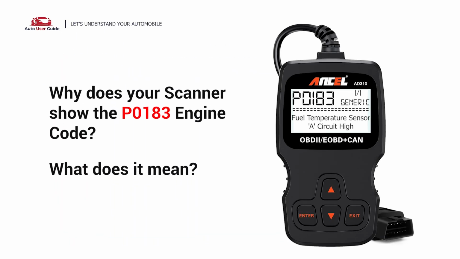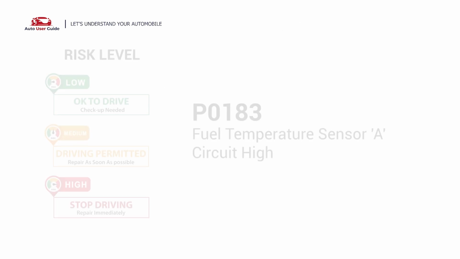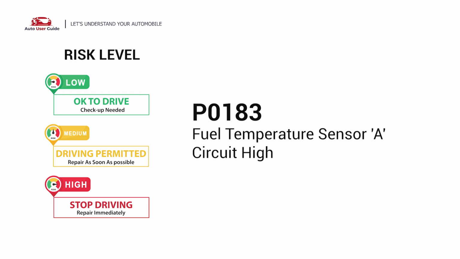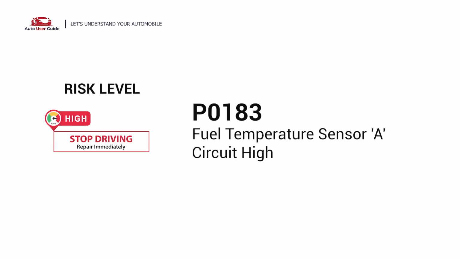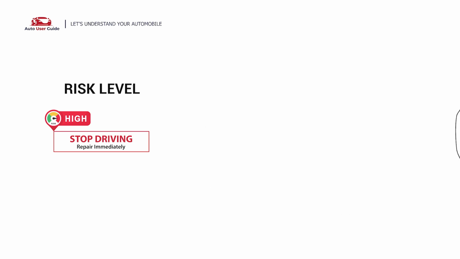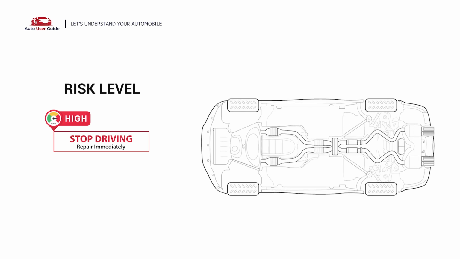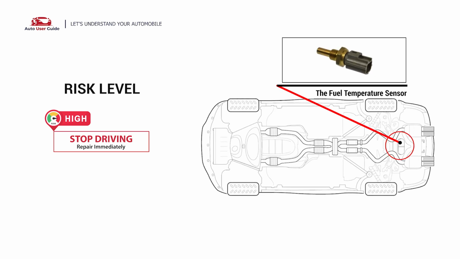Why does your scanner show the P0183 engine code? What does it mean? P0183 is a diagnostic trouble code for fuel temperature sensor A circuit high. P0183 engine code indicates that the fuel temperature sensor A circuit voltage went above calibrated limit specifications during the self-test. Under this circumstance, stop driving and repair your vehicle immediately.